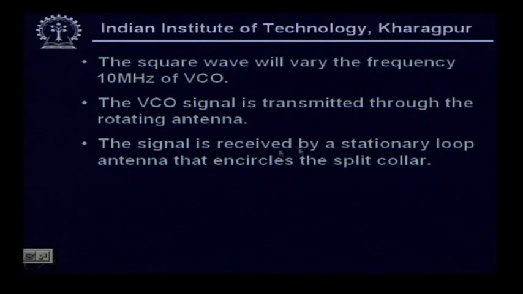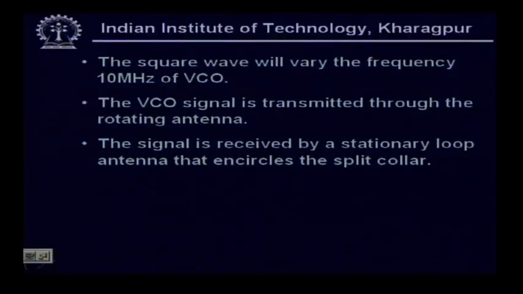Now, how will I give the power supply to the bridge? The signal is received by the stationary loop antenna that encircles the split collar. So, there are two antennas: one is the rotating antenna, which is installed in the shaft itself, and that antenna is rotating at the same speed as the shaft. So, your antenna, Wheatstone bridge, power supply, everything is rotating, and there is the stationary loop antenna.